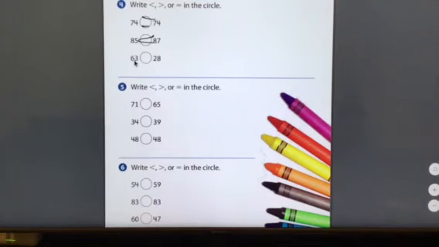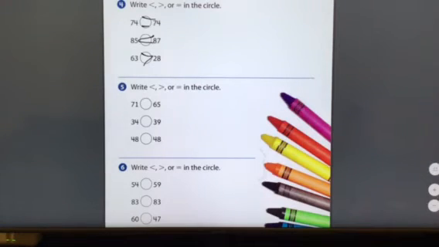Then you have 63 and you have 28. First, look at the tens place. Here is a 6, here is a 2. 6 is greater than 2. Therefore, 63 is greater than 28. So your symbol should be going that way.